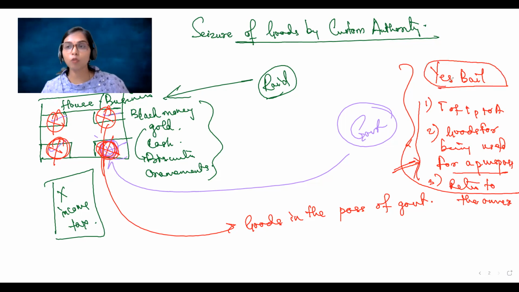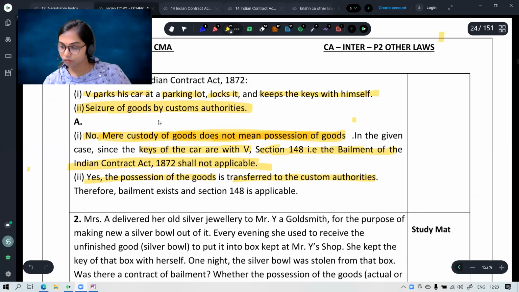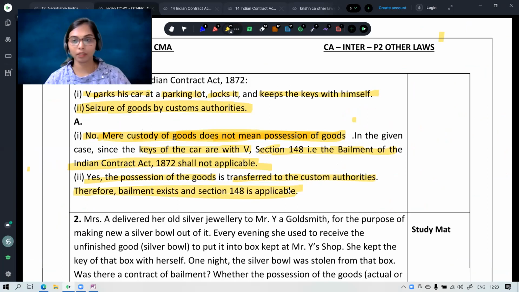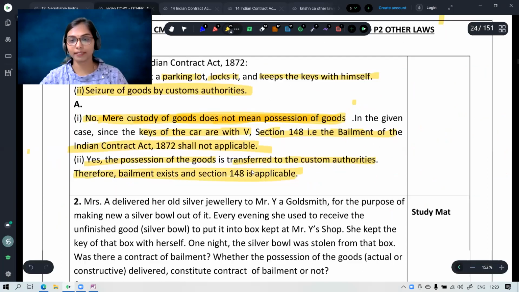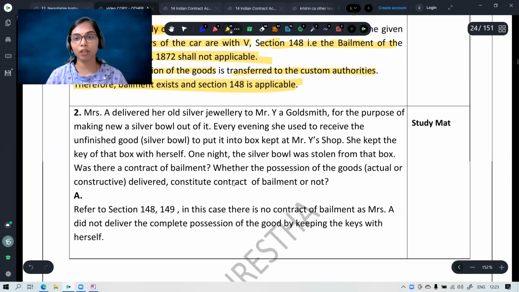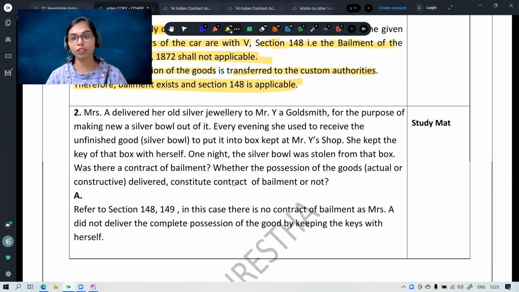In every particular case you need to write yes or no bailment and give the reasons. Understood everyone? So here, yes, the possession of the goods is transferred to the custom authorities, and therefore there is bailment, and section 148 is applicable. Got it? Fine. Next question, let's read. As and when we are doing questions, I think you are understanding more depth about the concept of bailment.